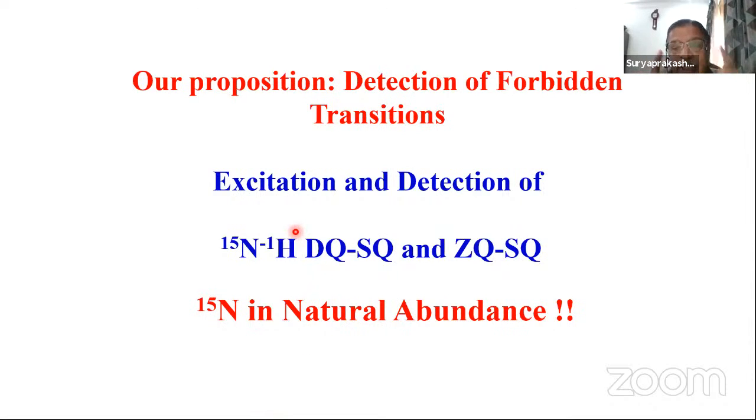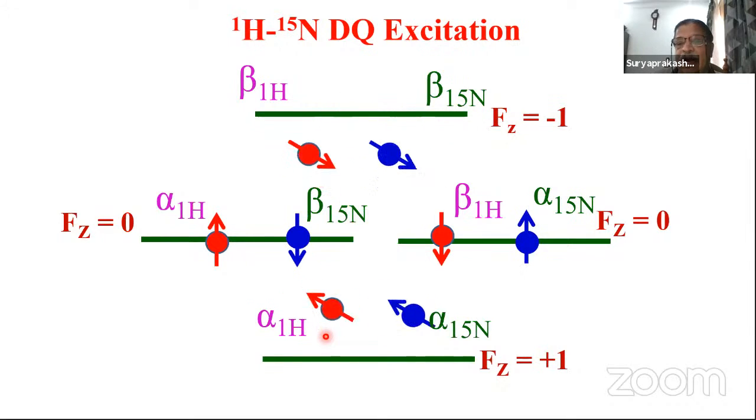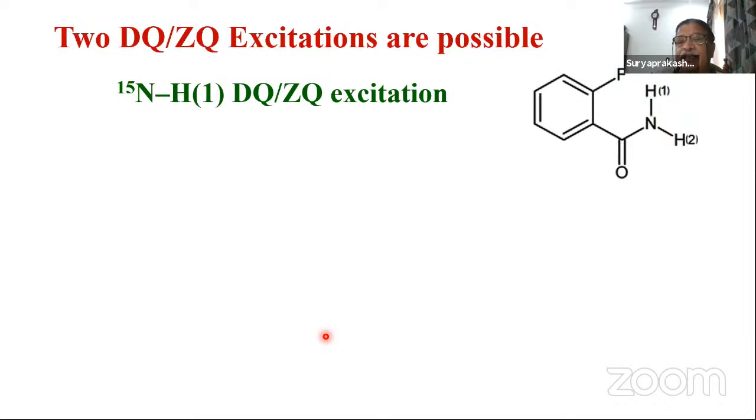Remember, this is the most difficult experiment to do because nitrogen 15 is present in natural abundance, 0.37% compared to proton, which is 100%. A very challenging experiment, but we can do that. So again, like this, I observe double quantum. And when I do this experiment, a very interesting thing happens in this molecule.